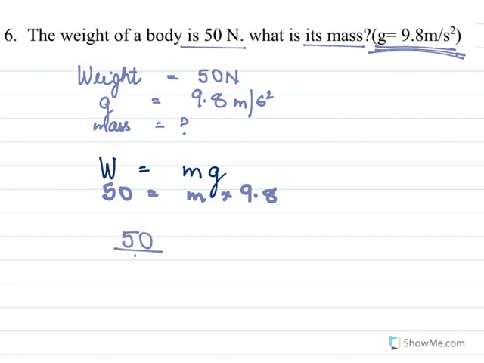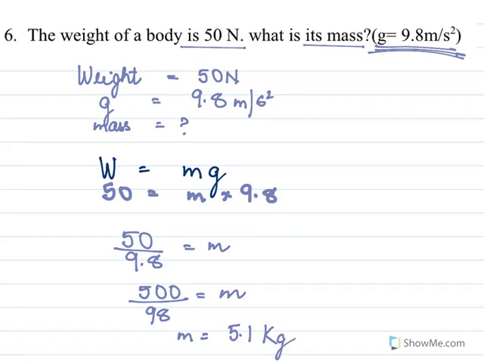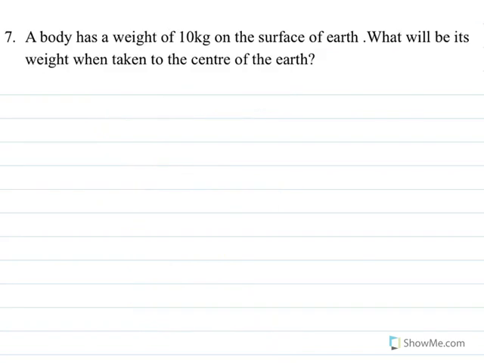So we have 50 over 9.8 equal to mass. So 500 over 98 equal to mass. And mass here is 5.1 kg. A body has a weight, of course this is a mistake, weight of 10 kgs on the surface. This should be 10 newtons, a mistake. What will be its weight when it's taken to the center of the earth? Now remember, at the center of the earth the weight is always 0 newtons.